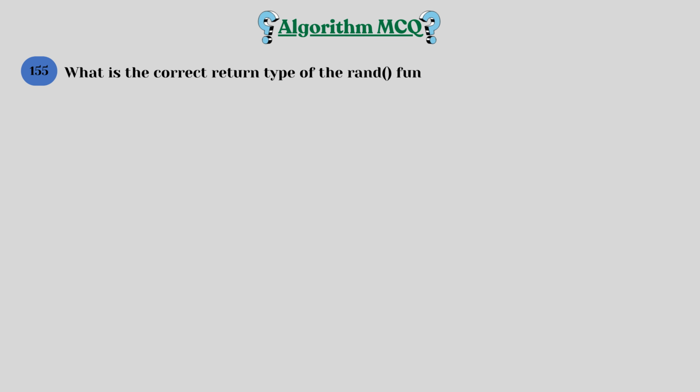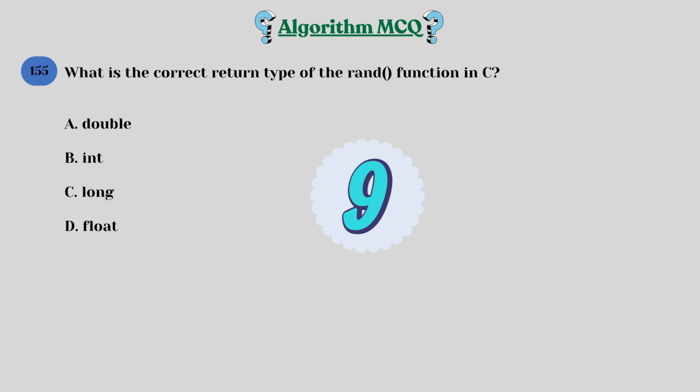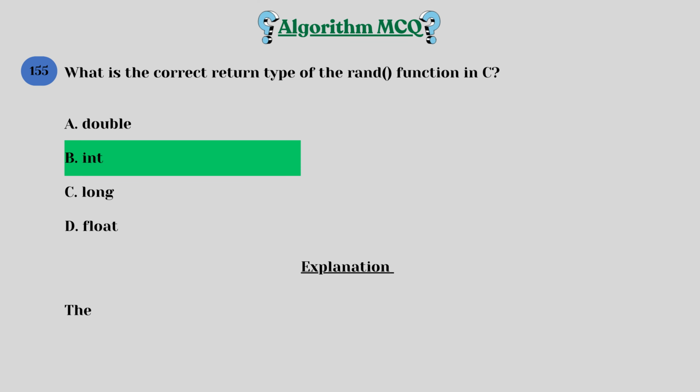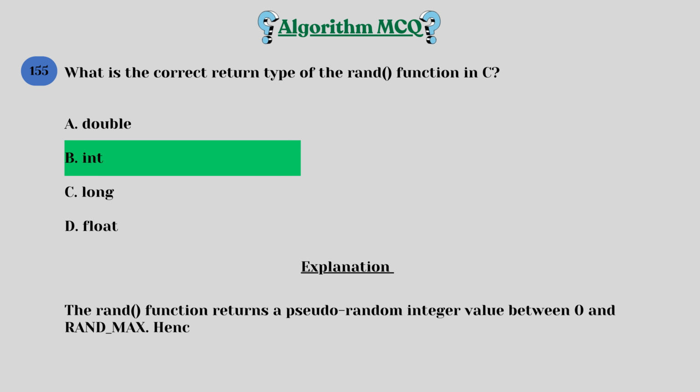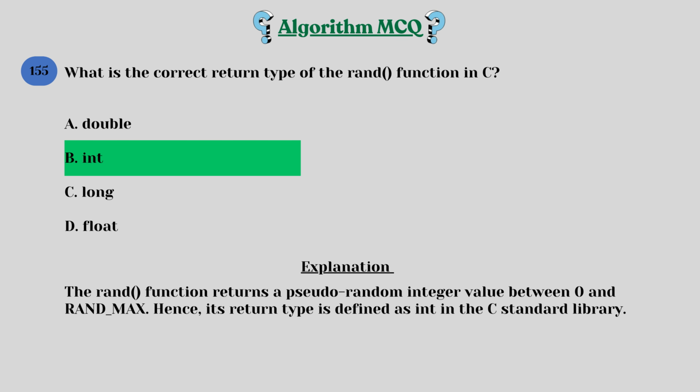What is the correct return type of the rand function in C? Correct answer: int. Explanation: the rand function returns a pseudo-random integer value between 0 and RAND_MAX. Hence, its return type is defined as int in the C standard library.